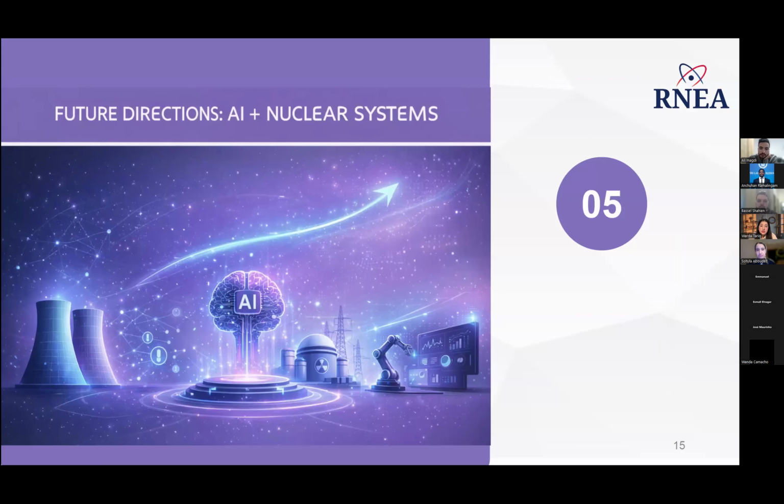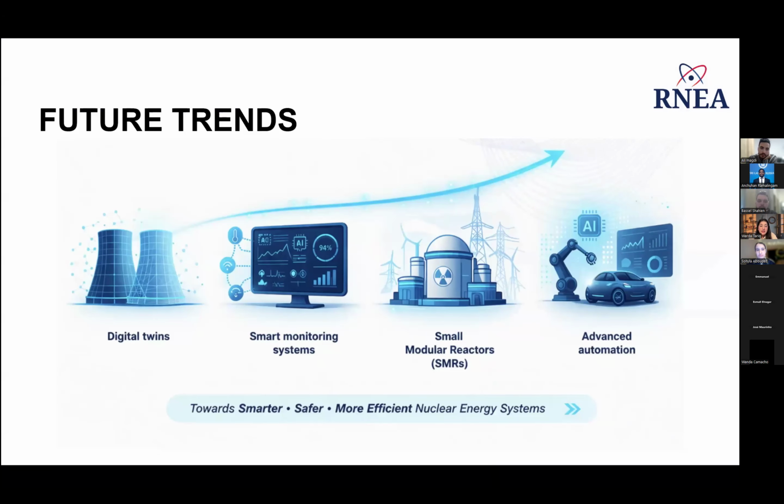Next, we talk about future directions in AI with nuclear systems. After discussing the current applications, we can now look at the future. The combination of AI and nuclear systems is still growing together. In the upcoming years, we are likely to see smarter and more automatic nuclear technology. First, you will see in the photo is digital twins. As you know, a digital twin is a virtual copy of a physical system.